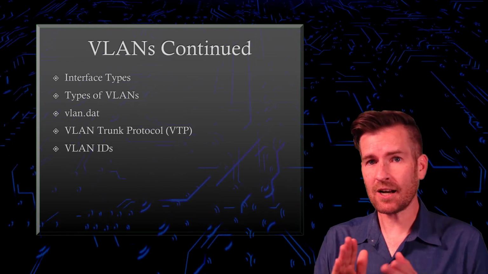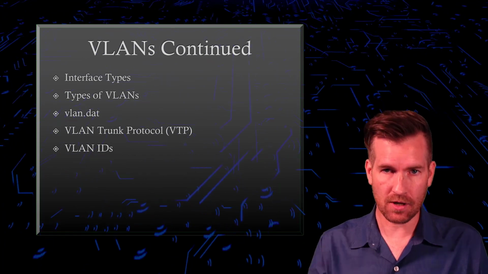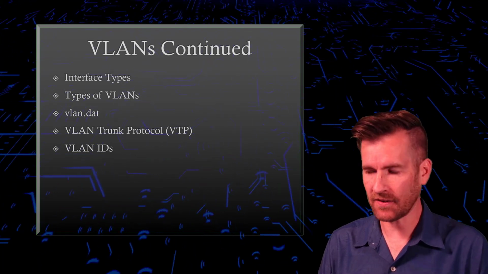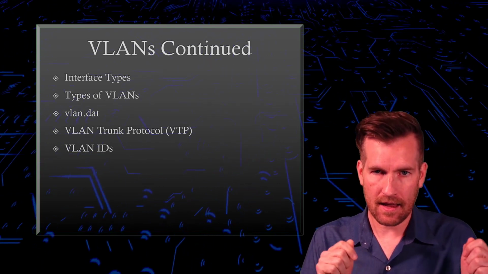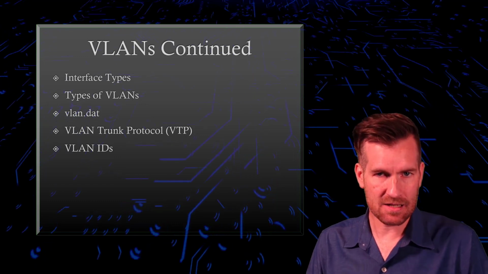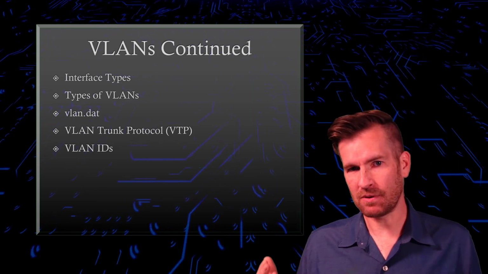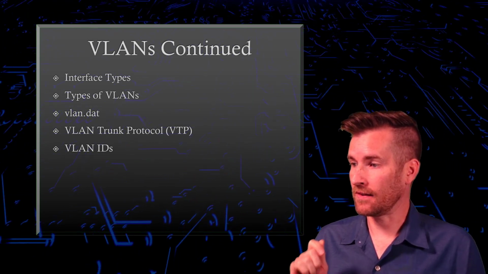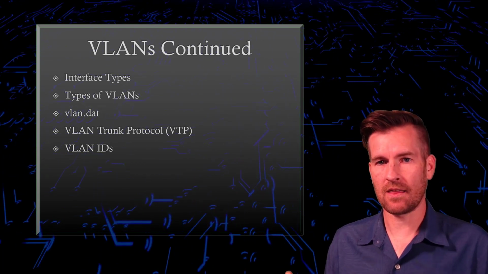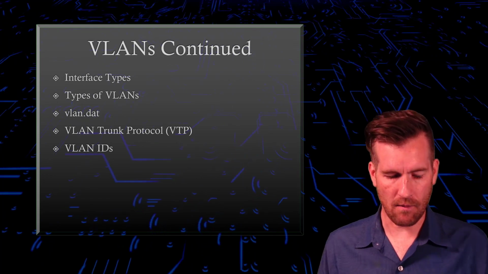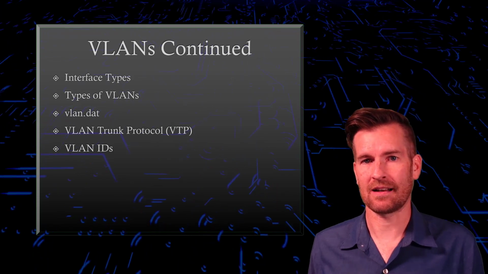There you have it. We started out by talking about interface types. That's the access ports that we have, the trunk ports that we have, and the switch virtual interfaces that we have. Then we went into types of VLANs, whether it be default, data, a voice VLAN, management VLAN, and the native VLAN. We briefly talked about the VLAN.dat. We talked about the VLAN Trunk Protocol and how we can distribute VLANs to the switches rather than manually program them on each of the switches. And we ended by talking about some of the VLAN IDs and which VLANs we can assign to our network.